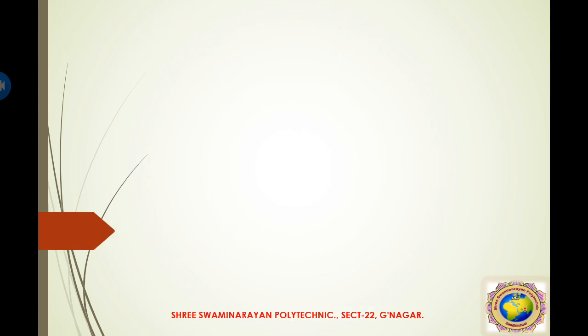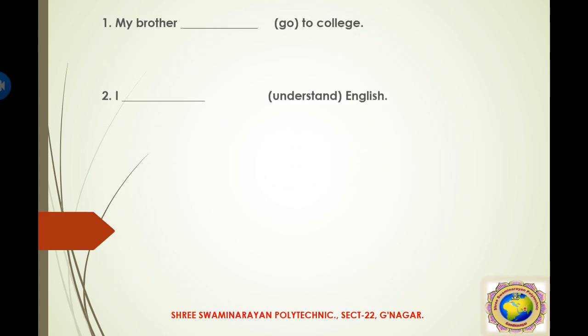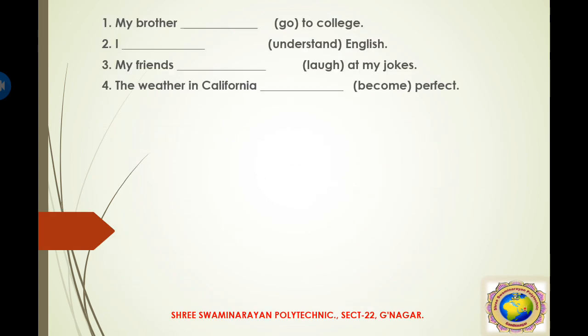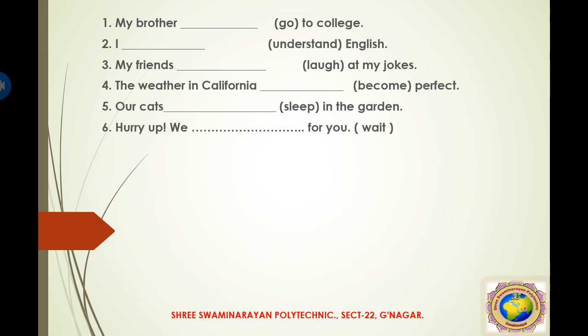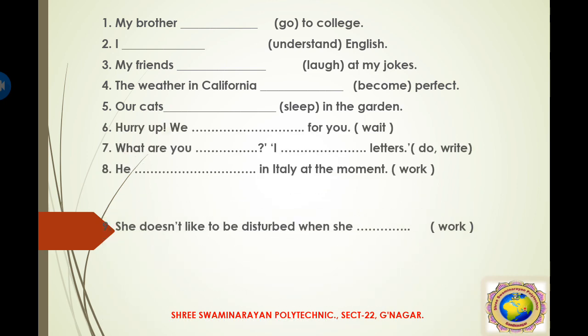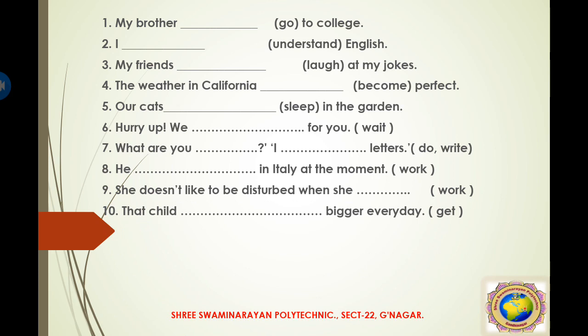So let's start with the exercise. Here are some fill in the blanks I have prepared for the practice. So these are the 10 fill in the blanks. We will read them one by one. First one is: my brother dash go to school. Here the verb is go. So we insert the appropriate form of go in present continuous form.